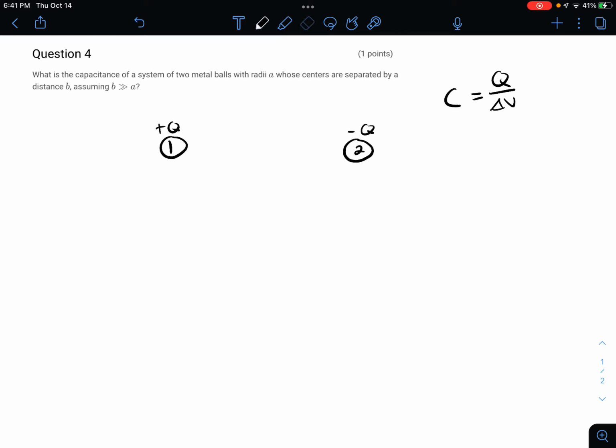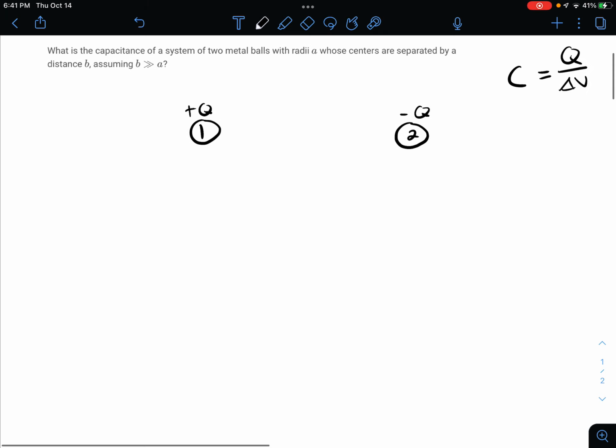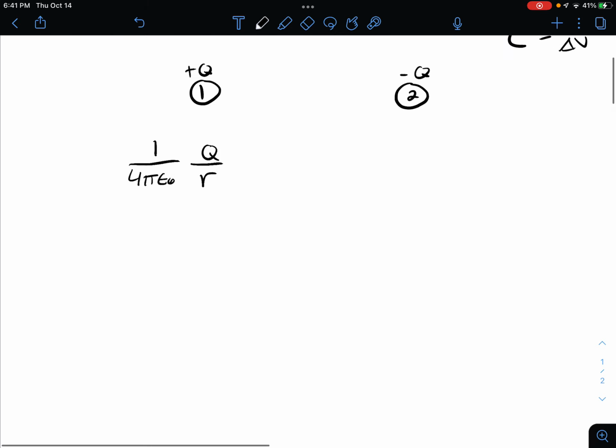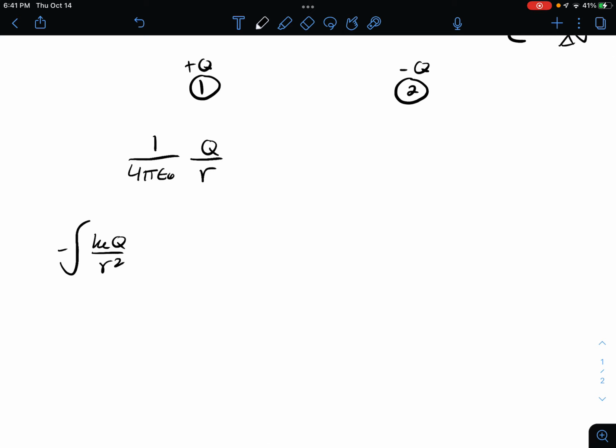So our potential for this ball, if we're just doing our integral, at the radius R, is going to be 1 over 4 pi epsilon naught times Q over R. Because if we take the integral of k e Q over r squared with respect to r, that gets rid of the negative and gives us this equation here.